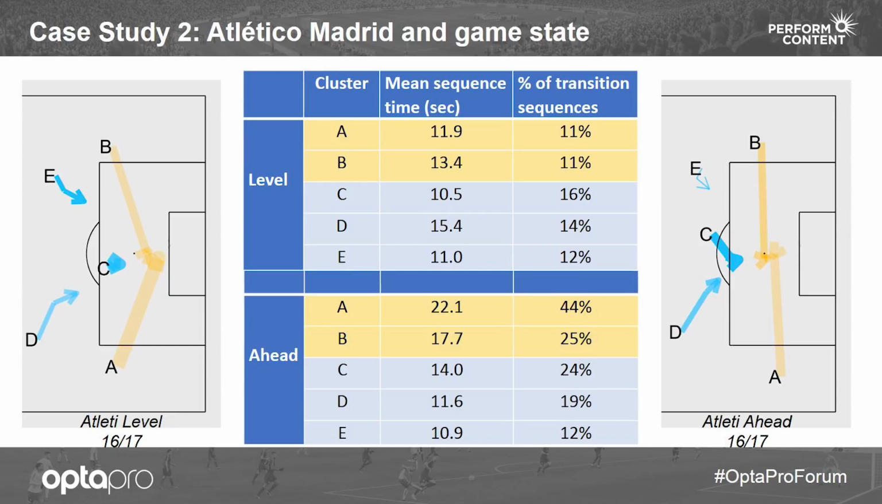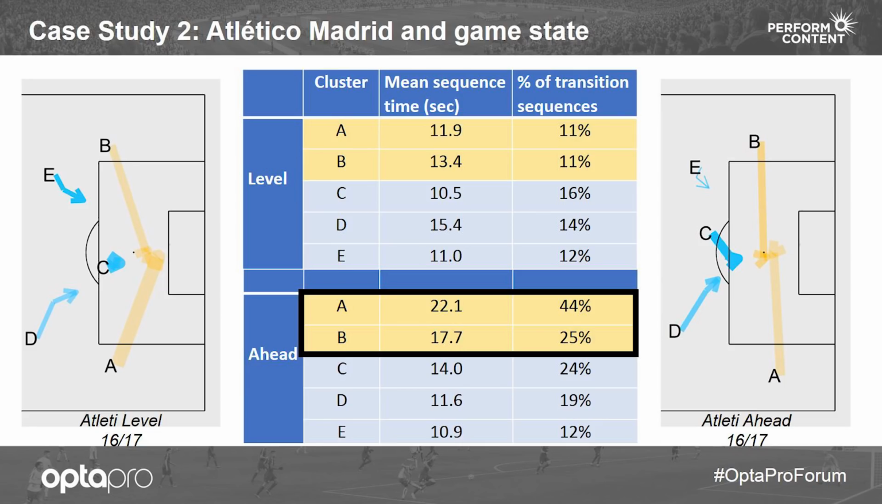So we can take a step back now and have a look at the whole sequence. And so this includes build-up, assist, and shot. And we see that when level, all the clusters represent sequences of a fairly similar average duration of time. There is not much range in that. However, when Atletico are ahead, we see that it is the pass clusters A and B which represent the longest sequences in terms of time.